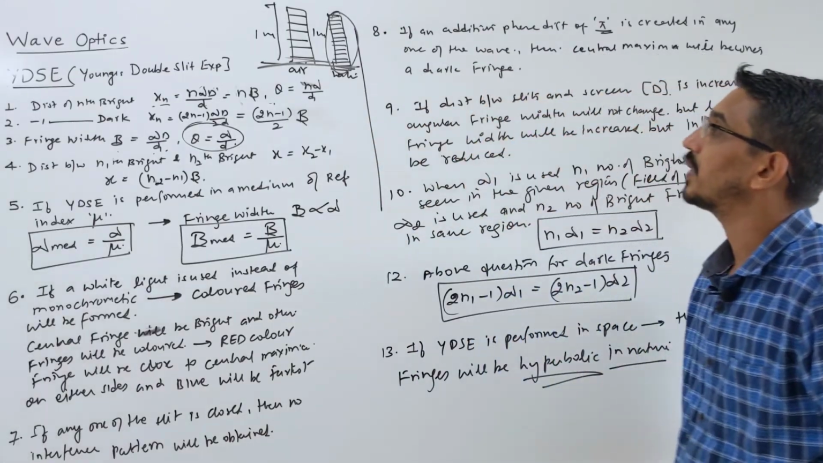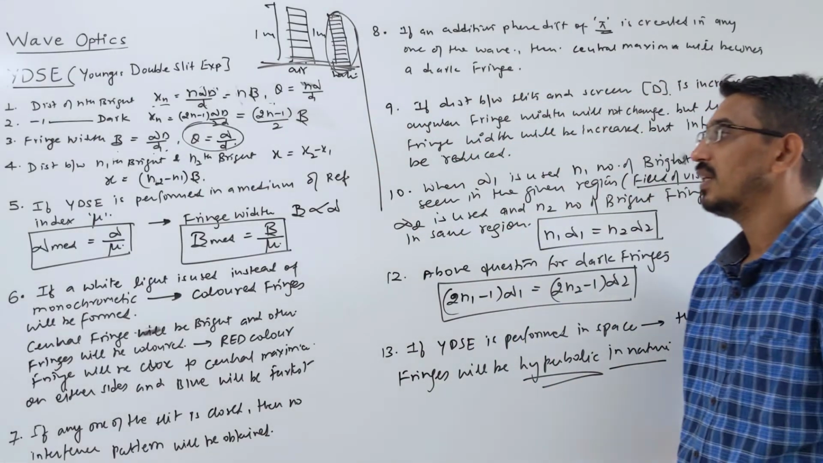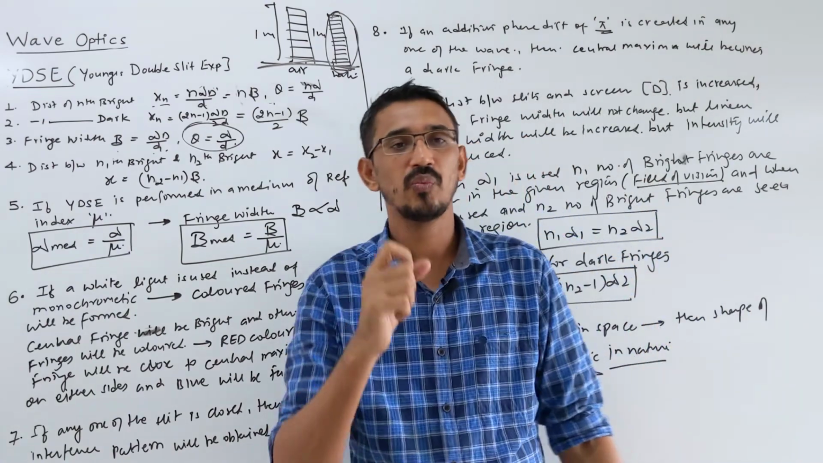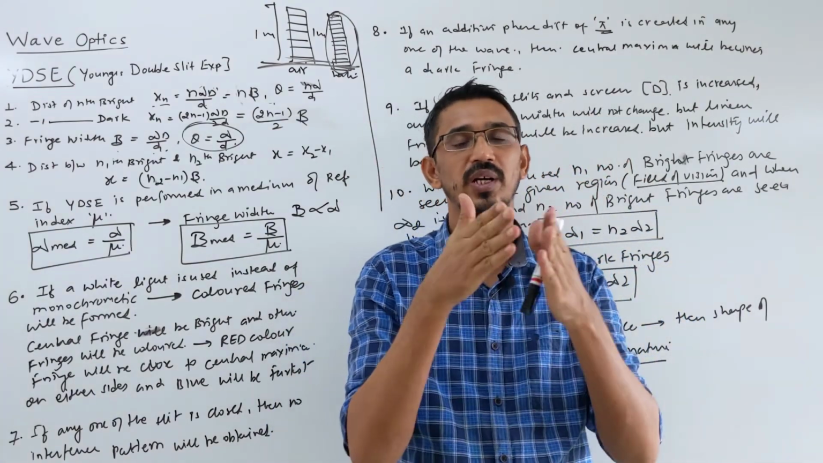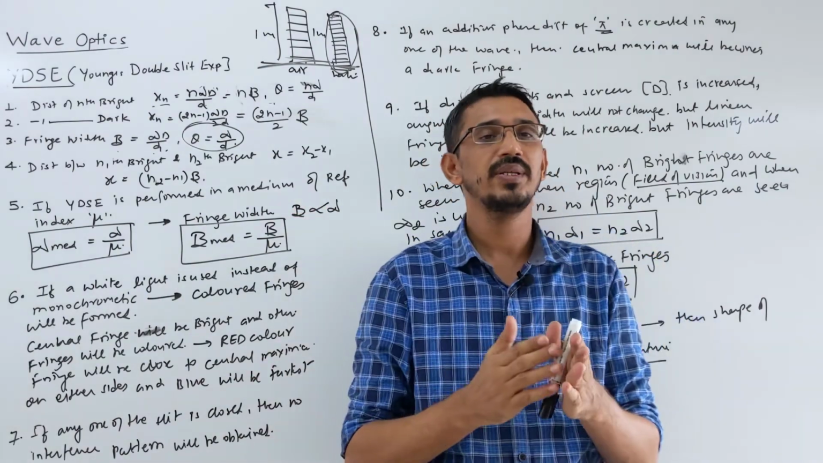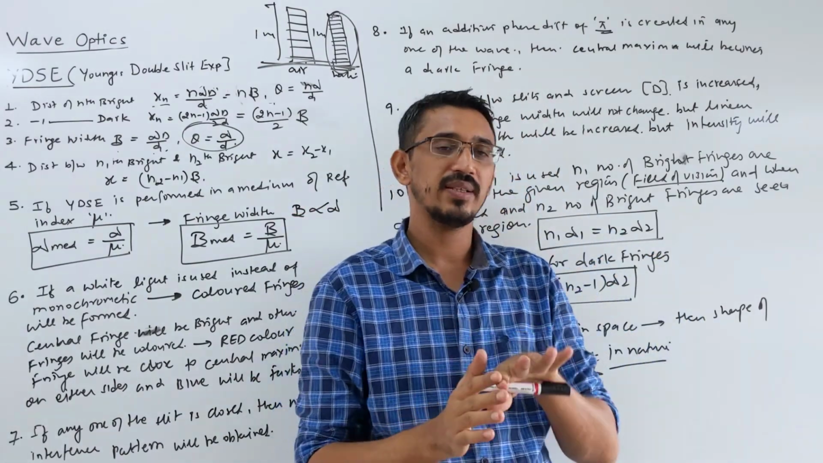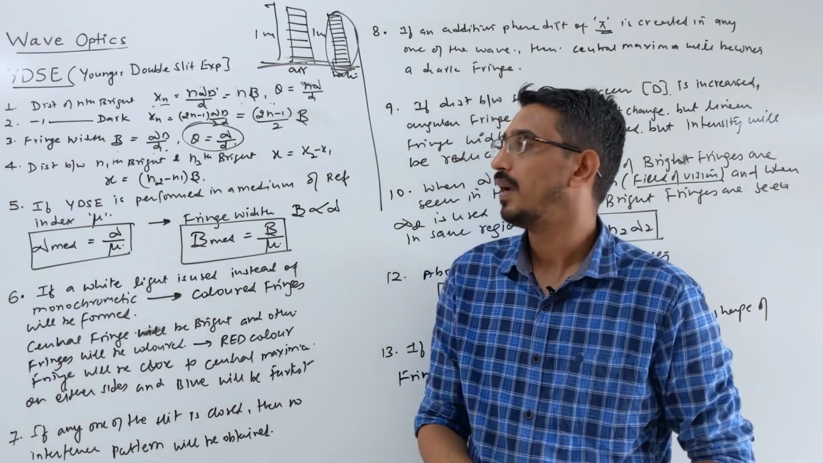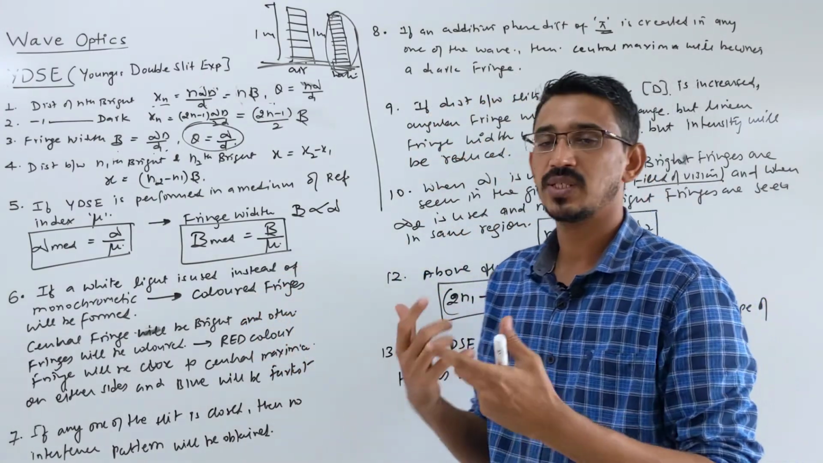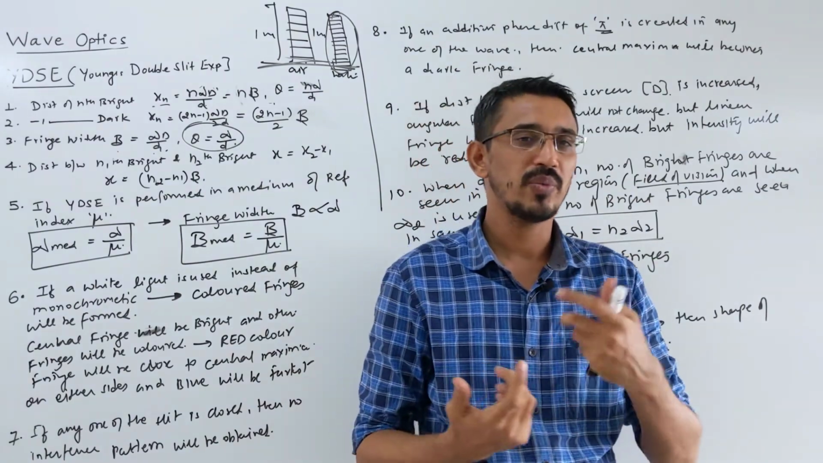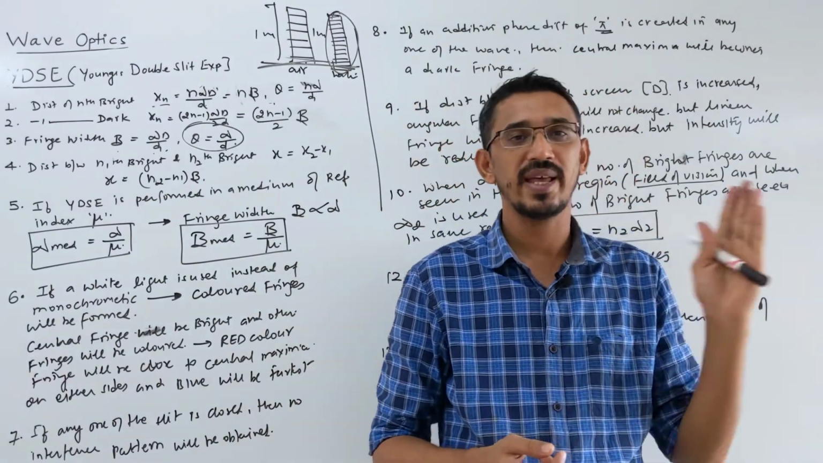So here we learned the complete theory about YDSE. Numerically we have one more point to learn: when we introduce a small thin sheet in the path of one of the two waves, then fringe shift will happen. I will do that in a separate lecture. One more small topic is thin films, but that's not very important from the exam point of view. I will do that in the next lecture.